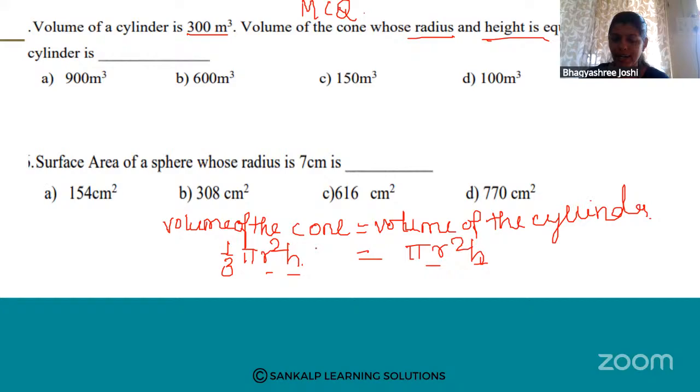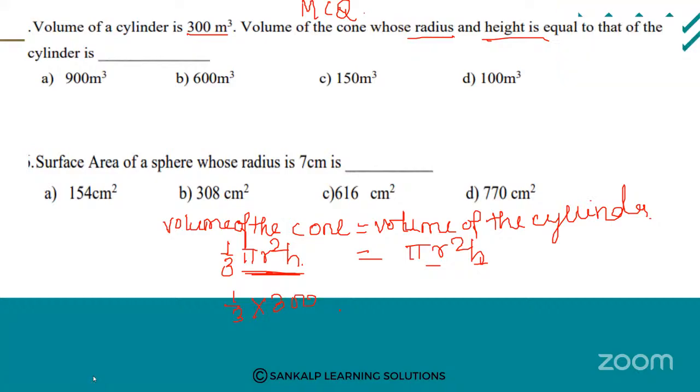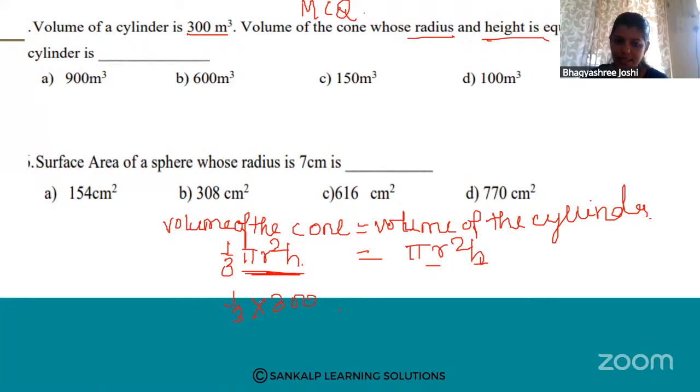And we know that the radius and height of the cone and cylinder are the same. So 1 by 3 into pi r square h. Pi r square h means it is the volume of the cylinder, that is 300 meter cube. 3 ones are 3, 0, 0. That means you will get 100 meter cube. So option D is right here.